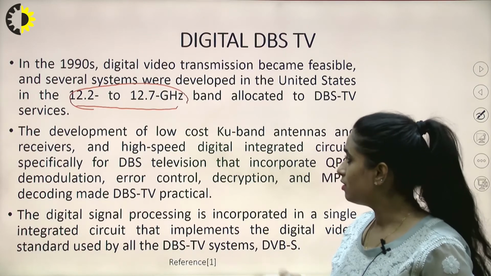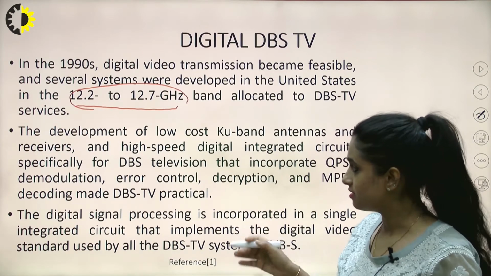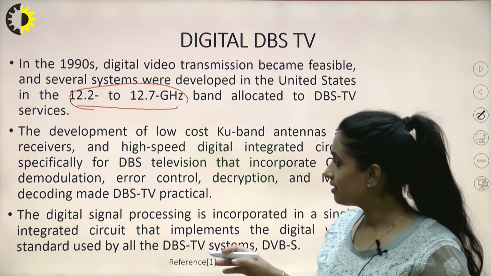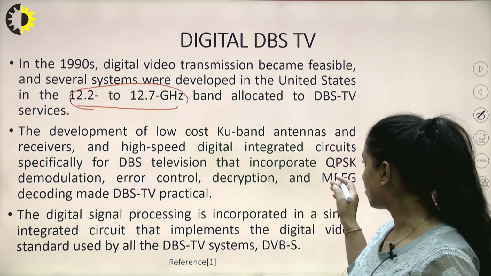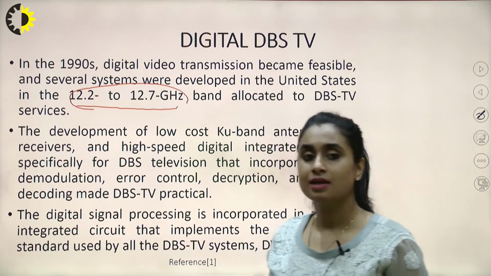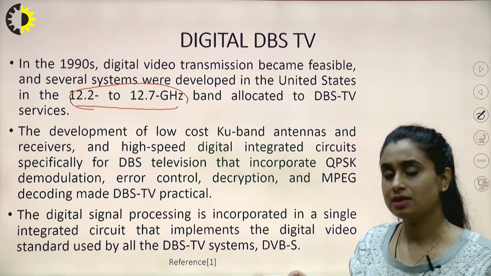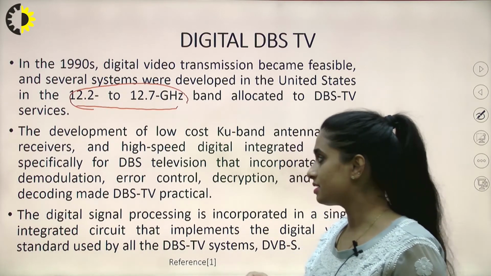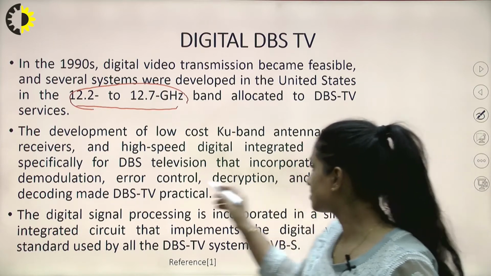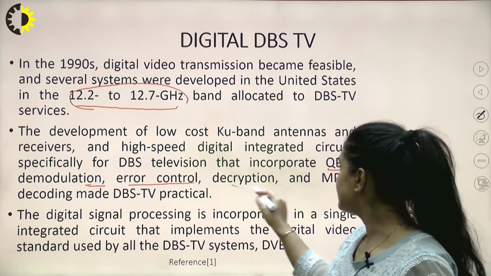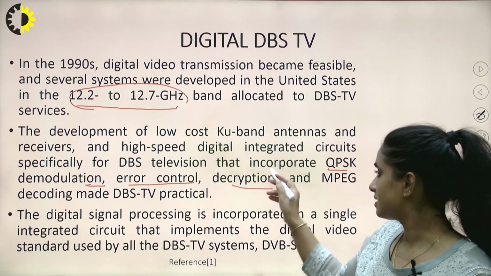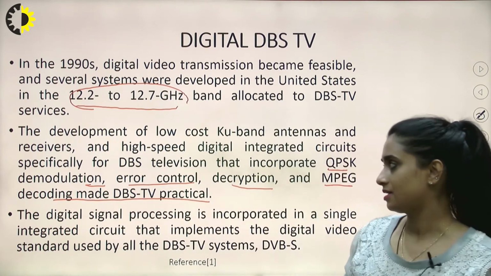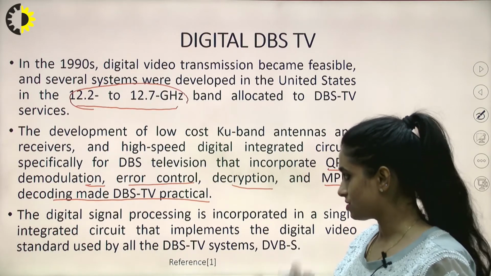The development of low-cost Ku band antennas and receivers, and high-speed digital integrated circuits specifically for DBS television that incorporate QPSK demodulation, error control, decryption, that is, security, and MPEG decoding made DBS-TV practical, right? These are some salient features of it.